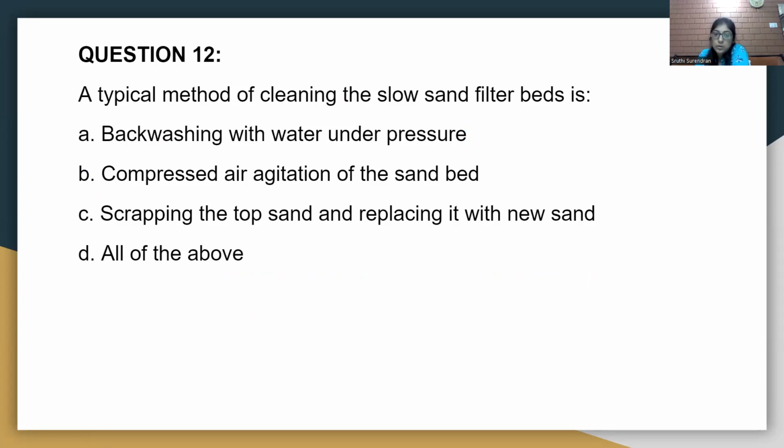Is it backwashing with water under pressure? Is it by using compressed air agitation of the sand bed, or is it by scraping the top sand and replacing it with new sand, or all of these methods are used?